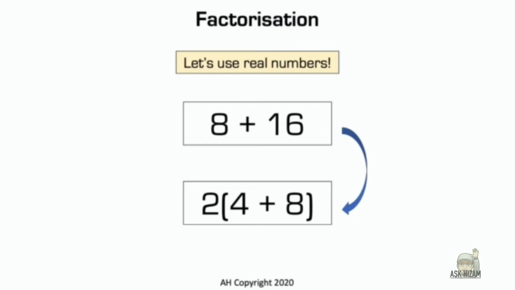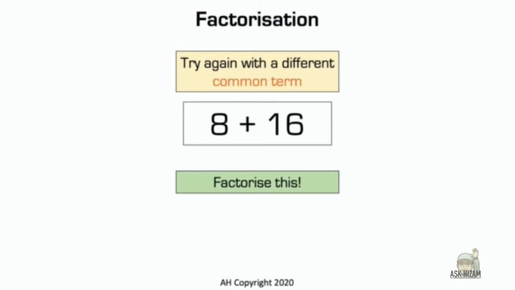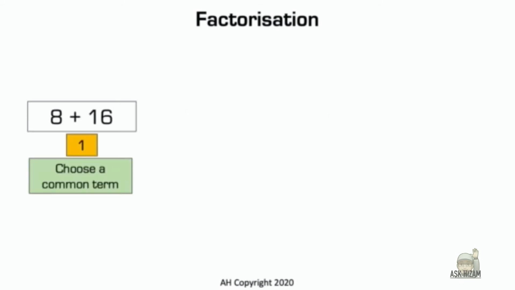But here we see that 4 and 8 have something in common, which is they both can be divided by 4. This means that we can further factorize this equation. Previously we used 2 as the common term. Now in this next example, let's choose a different number. Using the same equation, step 1, our chosen common term is 5.